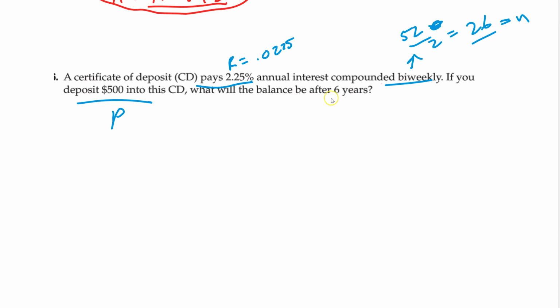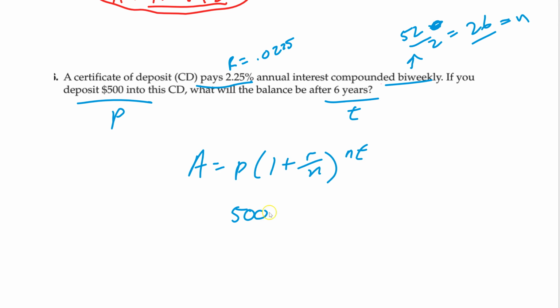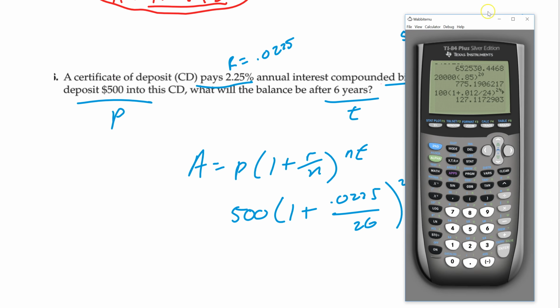That's good. What's the balance after 6 years? So again, I'll give you the formula. And plug everything in. Plug in $500, my deposit. My rate is 0.0225. My n is 26. And 26 times 6 years. So we're only keeping it 6 years now. Last one kept it in for 20 years. Now we're going to do 6 years.